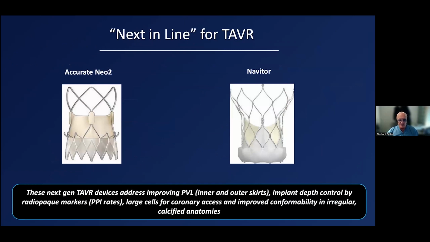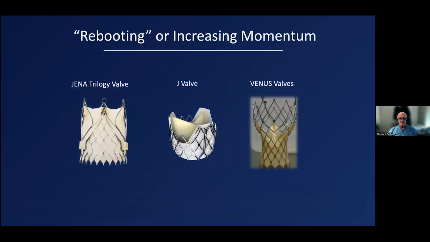The next in line for TAVR, Acurate Neo 2 and Navitor. These next generation TAVR devices address improving PVL, implant depth control by radiopaque markers, large cells for coronary access, and improved conformability in irregular and calcified anatomies.